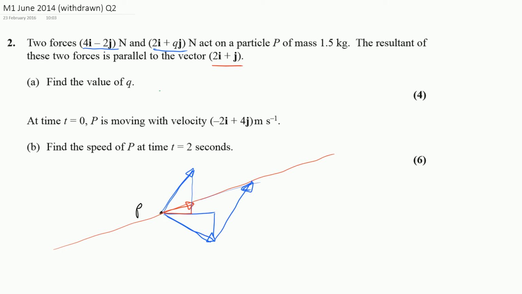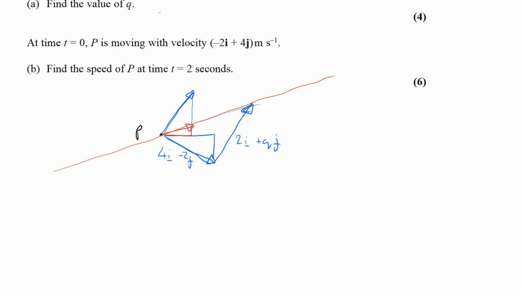So what have I done here? I've taken my two vectors, the first vector being 4i minus 2j and the second vector being 2i plus qj, and all I've done to start with is added those vectors together. So let's just make it clear here that we're answering part A, and the first thing I'm going to do is to add those two vectors together. So 4i minus 2j plus 2i plus qj. What does that give me? That's 6i and then q minus 2 lots of j.